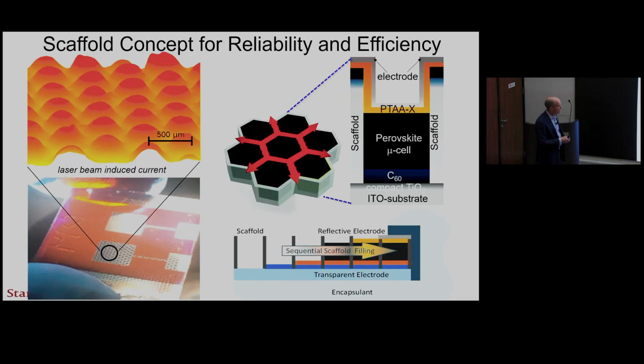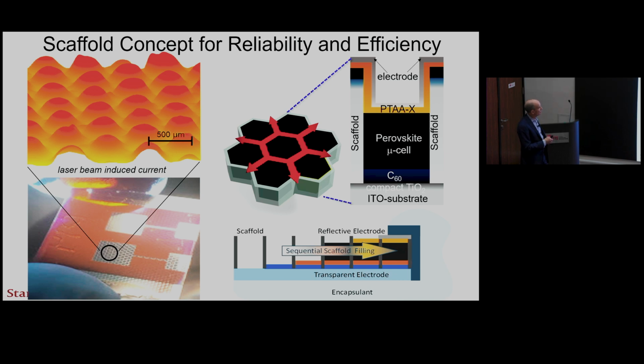We actually used the scaffold material as just a regular photoresist. And so using photolithography, we created these scaffolds, and then we filled them with all of the usual layers that you would find in a perovskite cell, including the charge transport layers. We used a spray process to fill them, anneal them, and then put the top electrodes on.